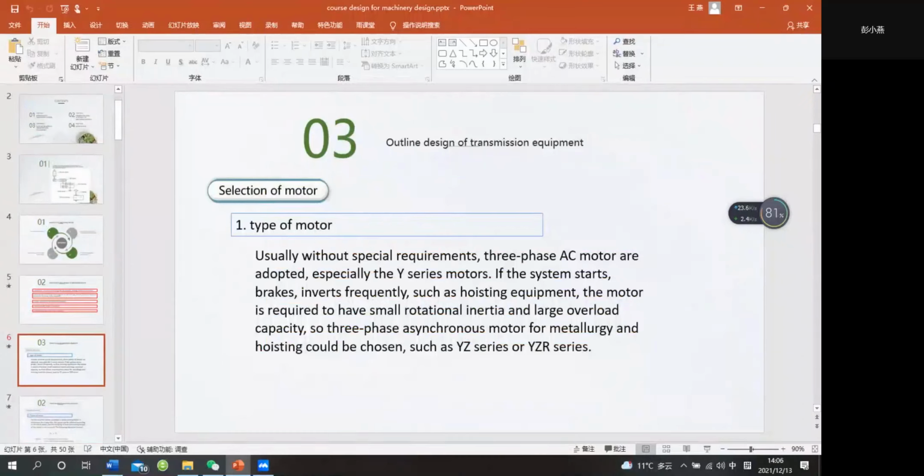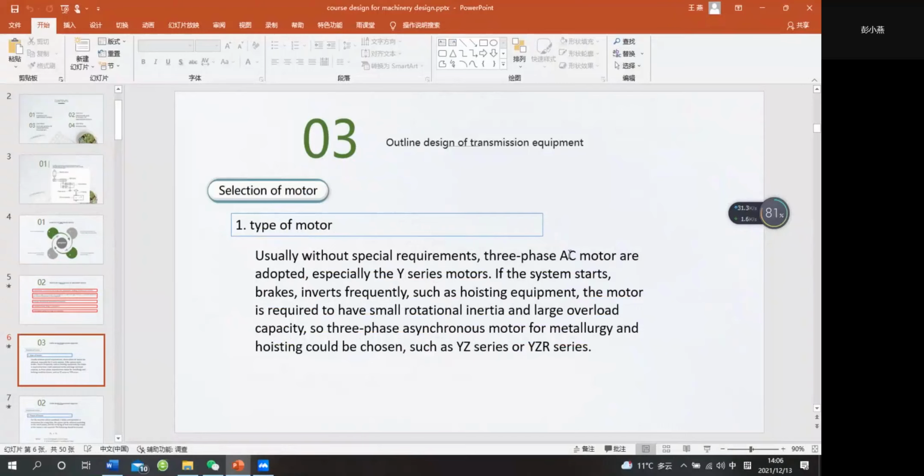First, for the design, you should select the model. First, choose the type of model, and usually choose a 3-phase AC motor, especially the Y series. If the system starts and brakes frequently, such as hoisting equipment, you can choose the YZ series or YZR series.